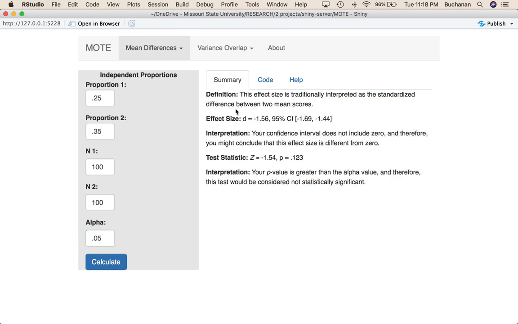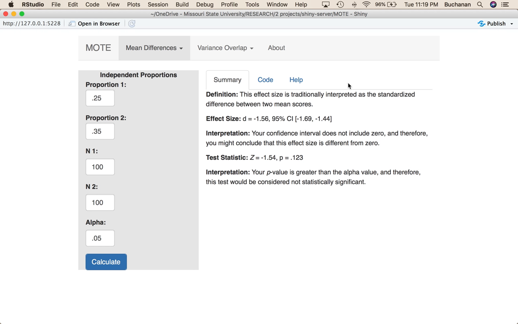When you hit calculate, it's going to give you a definition for the type of effect size you're seeing. Since this is a D, it's going to tell you that it's interpreted as the standardized difference between two mean scores. Here, these are proportions, but same idea. It'll give you the effect size. So the effect size here is 1.56, so fairly large, and it gives me a confidence interval on that effect size. The interpretation is that the effect size does not include zero, so this is probably different from zero, and then it actually calculates the Z difference between these proportions.